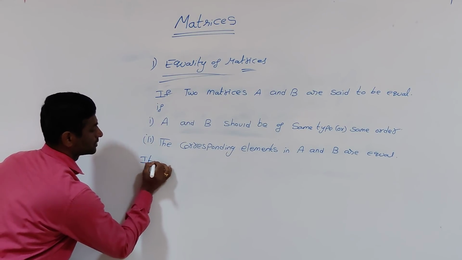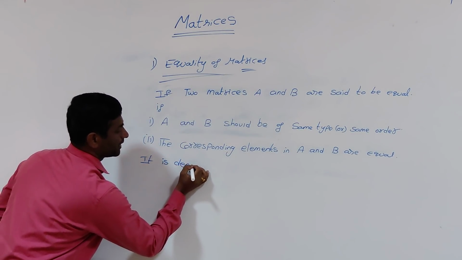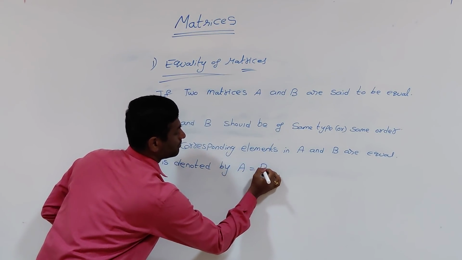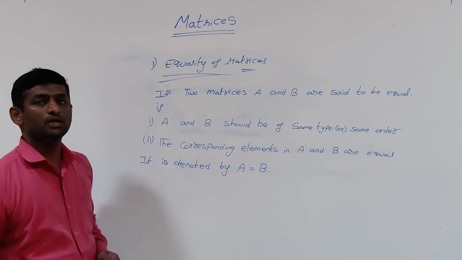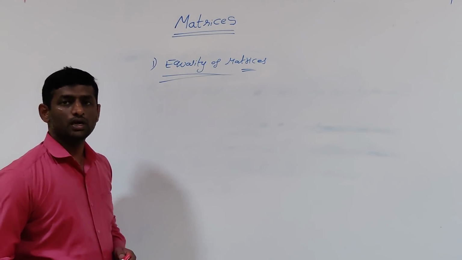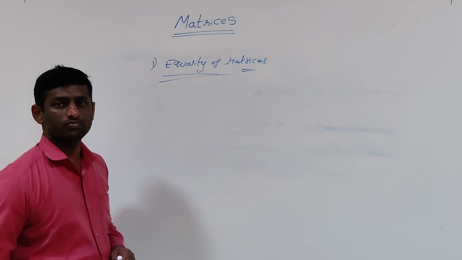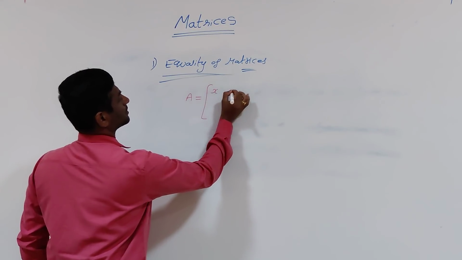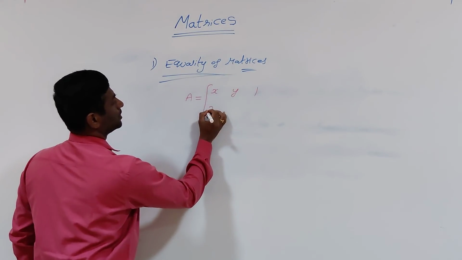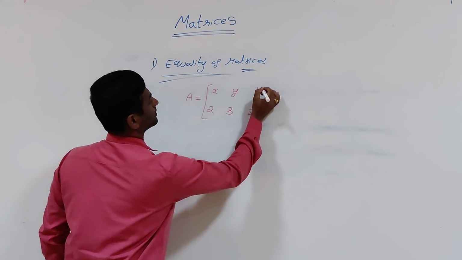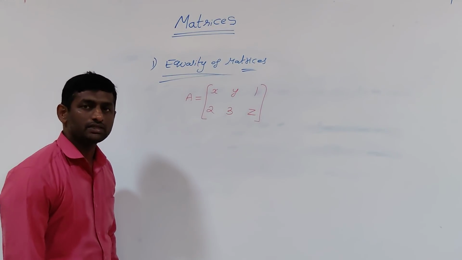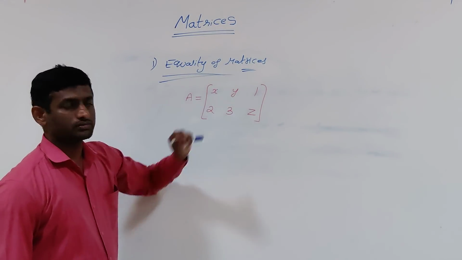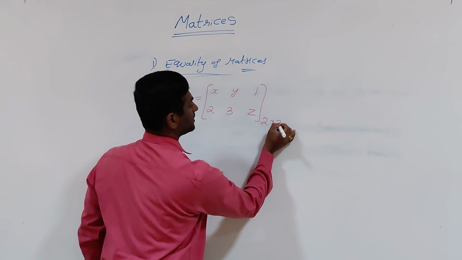It is denoted by A is equal to B. So this is the definition of equality of matrices. Now we will see one example on equality of matrices. Suppose A is equal to x, y, 1, 2, 3, z, which is a 2 by 3 matrix, means it has 2 rows and 3 columns. So it is of size 2 by 3.